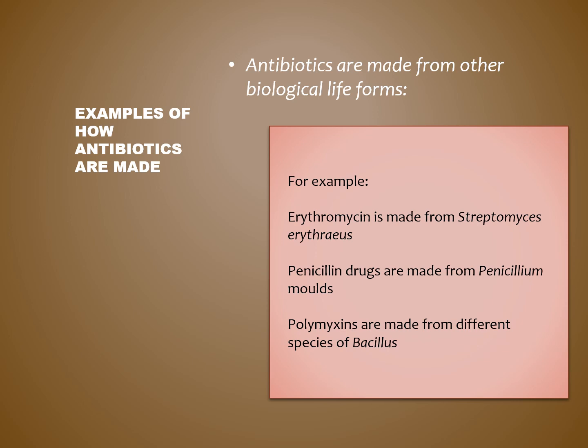Now, antibiotics are usually made from other biological life forms. So, for example, erythromycin is made from Streptomyces erythraceus. This is a fungus-like gram-positive rod. Penicillin is made from a mold known as Penicillium species, and our polymyxins are made from different species of Bacillus. So just understand, most antibiotics are made from other biological life forms.